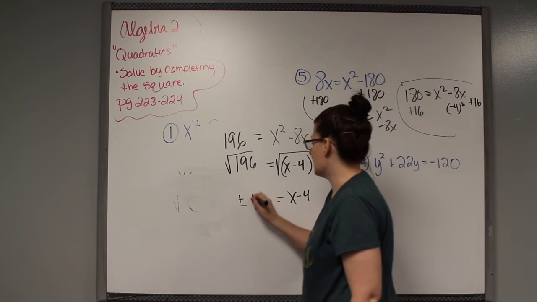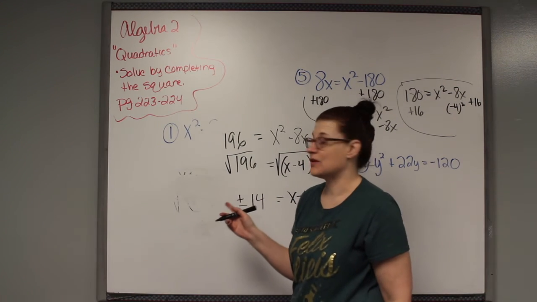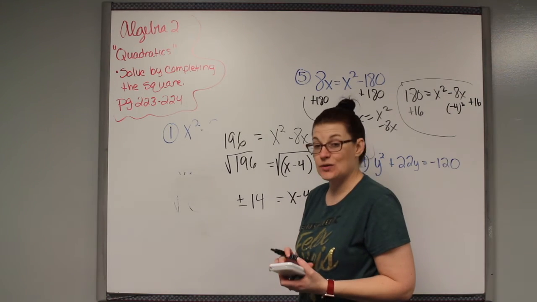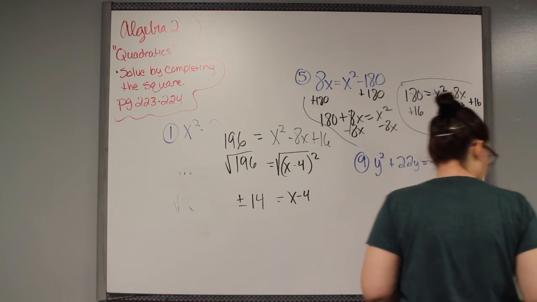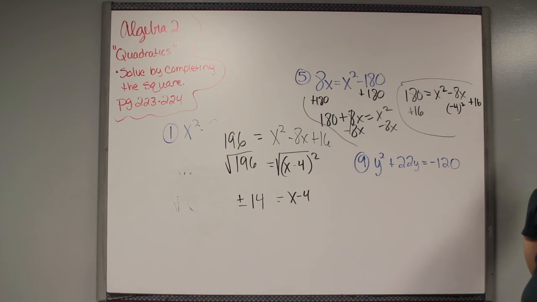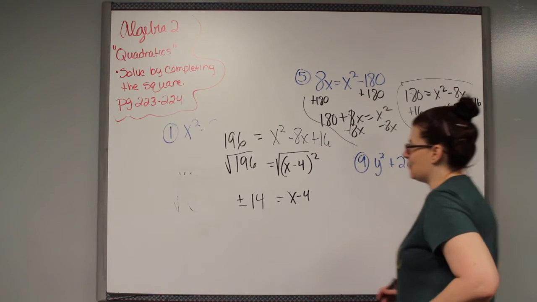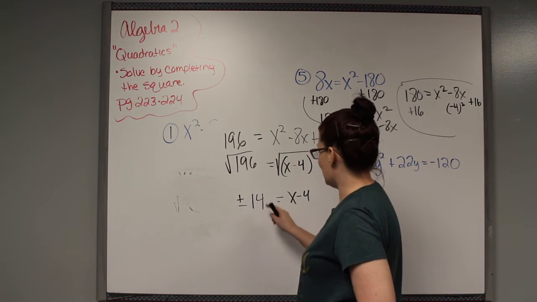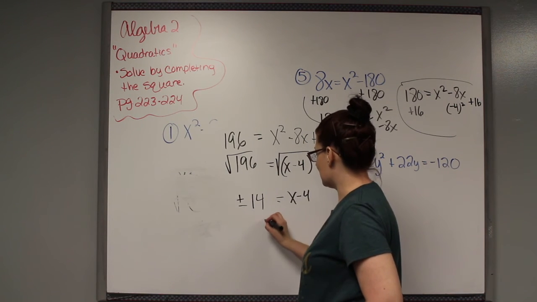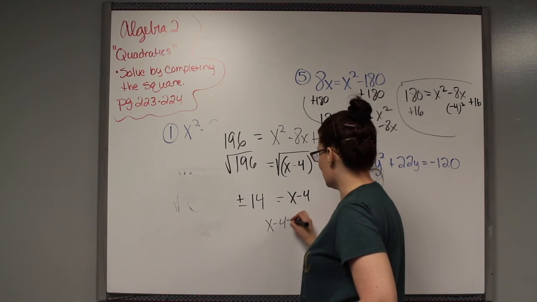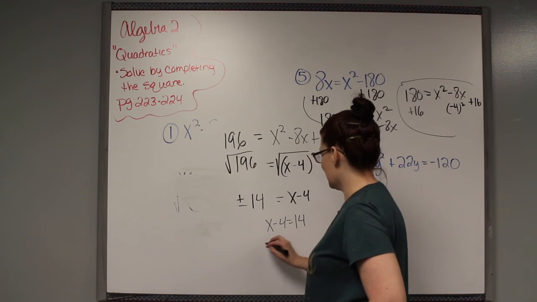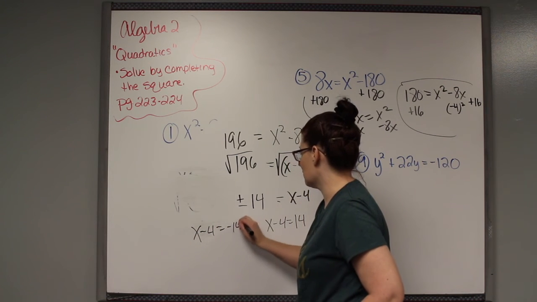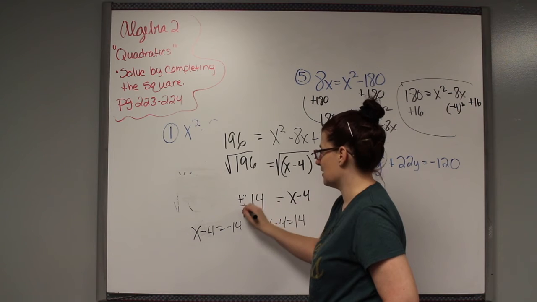That is 14. Now, it's not always going to be a perfect square on this side. It may end up having a radical in it, and that's okay to have a radical answer. I don't know that I picked one that had a radical answer, but sometimes that does happen if it doesn't become a perfect square. Alright, so now that I have that, I'm going to solve both equations. I'm going to solve x minus 4 equals a positive 14, and then x minus 4 equals a negative 14, because I have to do it with both of those signs right there.